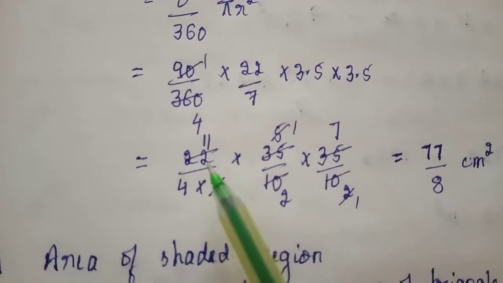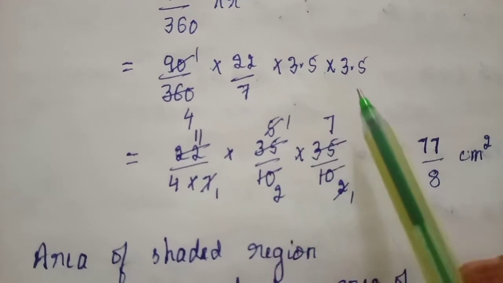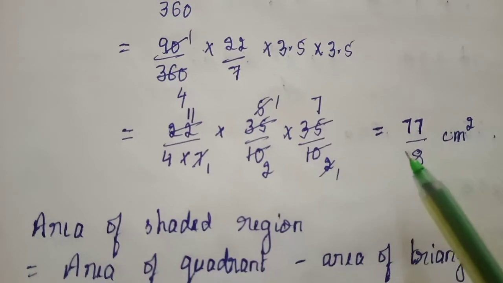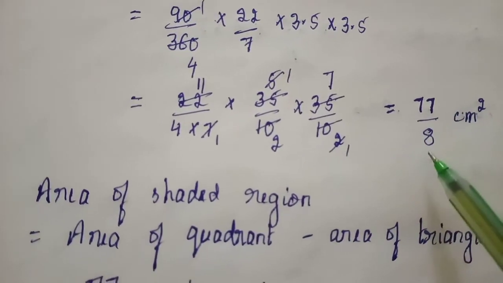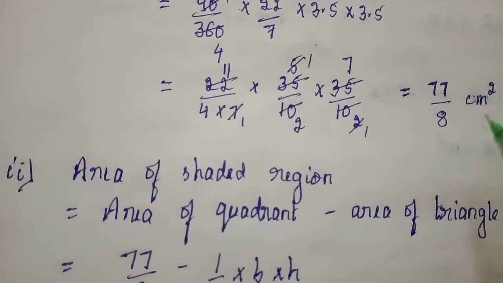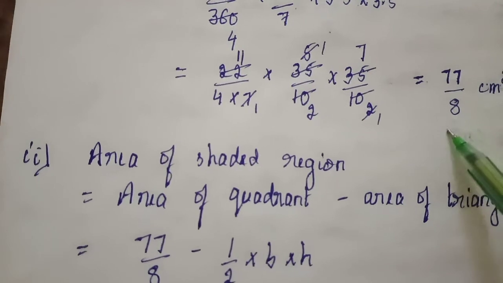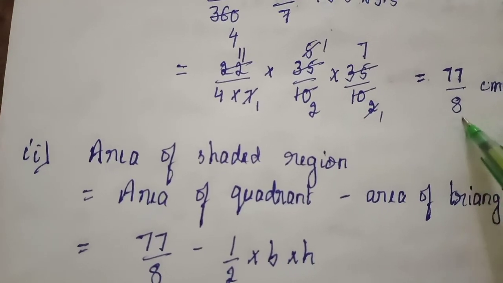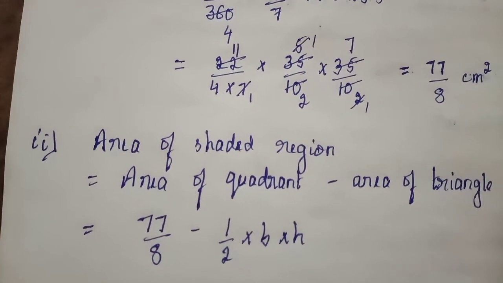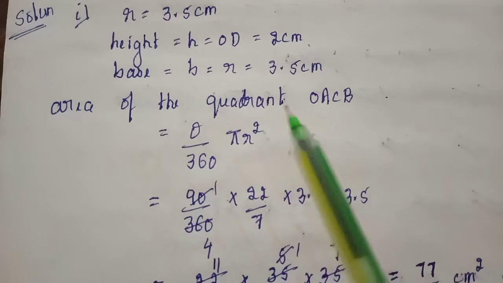So 22 by 7, you can see here, wherever you can cancel, you can cancel it. Remove the point, you get 10 here. Here also remove the decimal, you get 10. So cancel it. After cancellation, we got 77 by 8 centimeter square. This you can write in decimal form. It is a terminating decimal, so you can divide 77 by 8, because 8 is 2 cube. So it is a terminating decimal. So divide and keep it as a decimal answer. So the first sub question I completed, that is the area of quadrant.